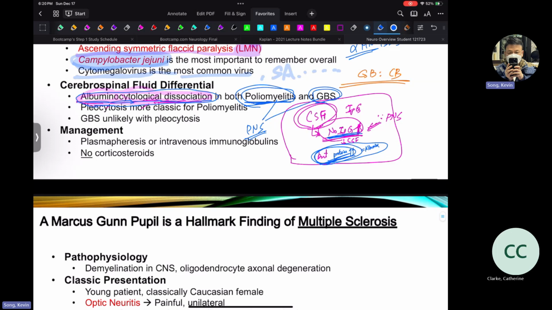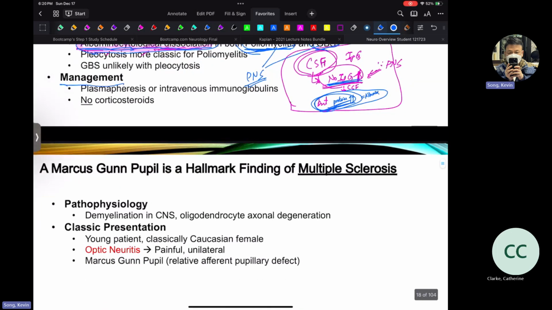Okay, so the management is also important, because it's not a problem with the immune response. So you don't use corticosteroid. This is not autoimmune. It's basically infection. If it's infection, what's going to happen if you use steroid? Steroid will reduce the immune response, right? You don't want that.